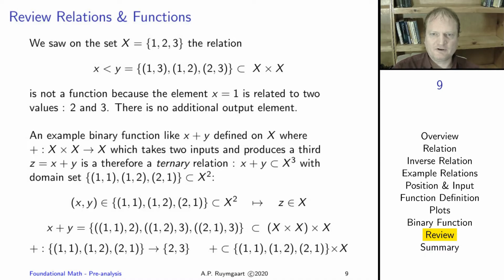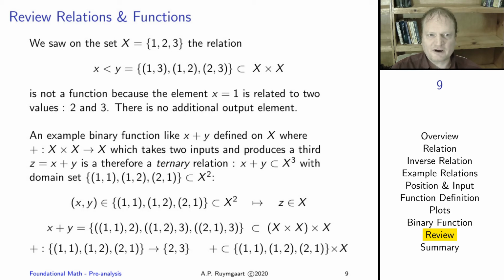Let's review a little bit, and we'll use again here the set X with just three elements, numbers 1, 2, and 3. We had previously defined the relation x is less than y as the set of three ordered pairs (1, 3), (1, 2), and (2, 3), a subset of the Cartesian product X times X, where the element x is less than y in the ordered pair x, y. This is not a function because the element x is 1 relates to two different outputs, 3 and 2. Y is 3 and 2 in this particular relation, so this relation is not a function.